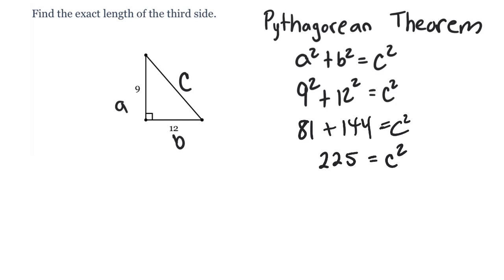To get c by itself, now I have to take the square root, because if I have c squared, to get rid of the squared, I have to do the square root because it's the opposite. Square root of 225 is going to give me 15. So that's my c value. So the distance for c would be 15. And that would be the exact length of the third side there.